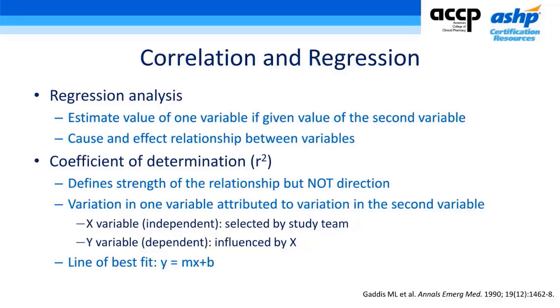Now, for regression analyses, we are estimating the value of one variable if given the value of a second variable. With regression, we can show a cause and effect relationship between the variables in question. So remember, with correlation, you could not determine a cause and effect. You could only determine an association. So this is the key difference between the two concepts. For regression, we are using a coefficient of determination, or R-squared value.